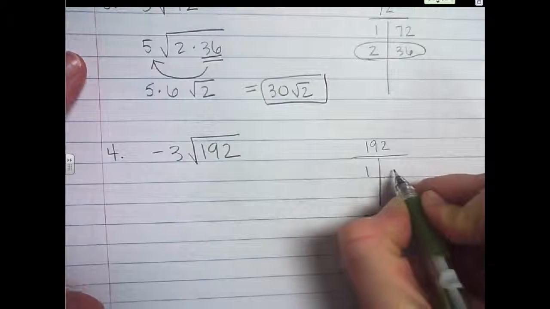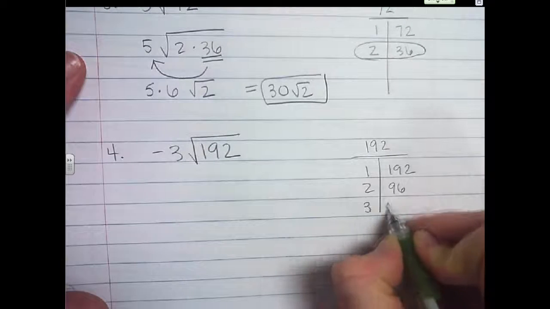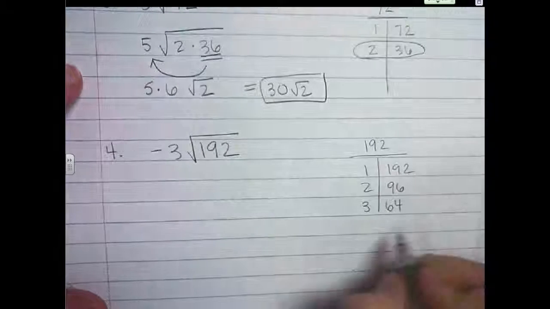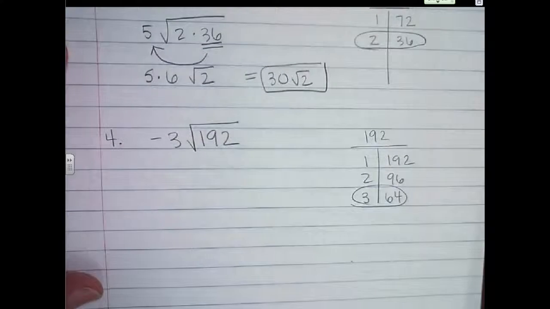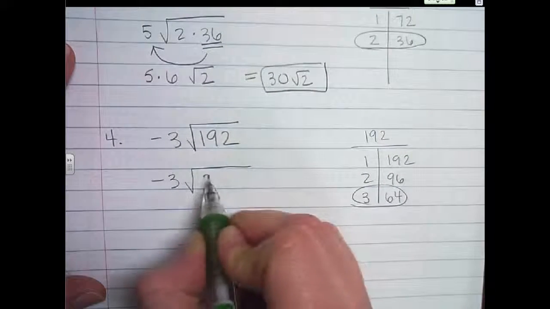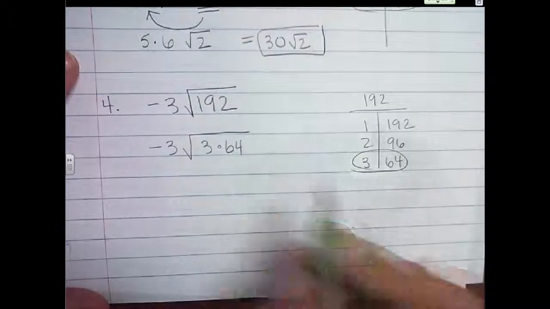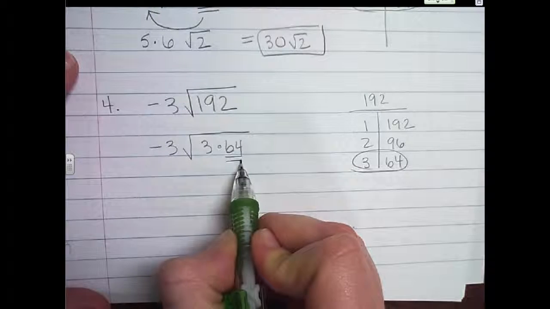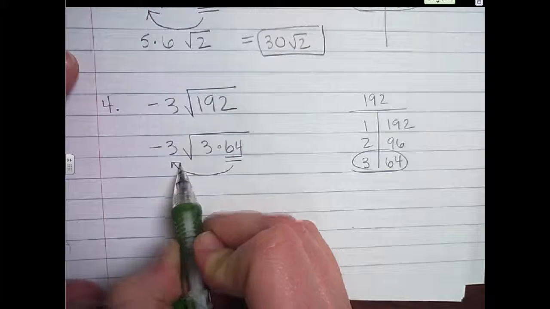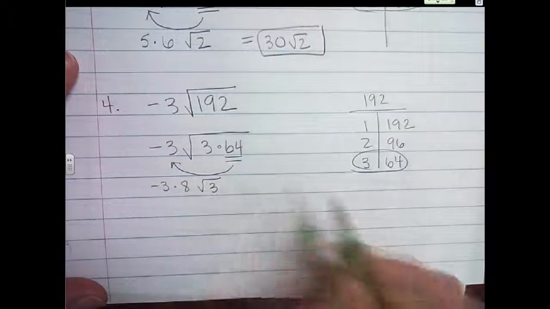So if you were doing this, 1 times 192, 2 times 96, 3 times 64, as soon as I hit 64, there's my perfect square. So negative 3, and then I go 3 times 64. What's the square root of 64? 8. So I bring that on the outside. Okay. Negative 24.